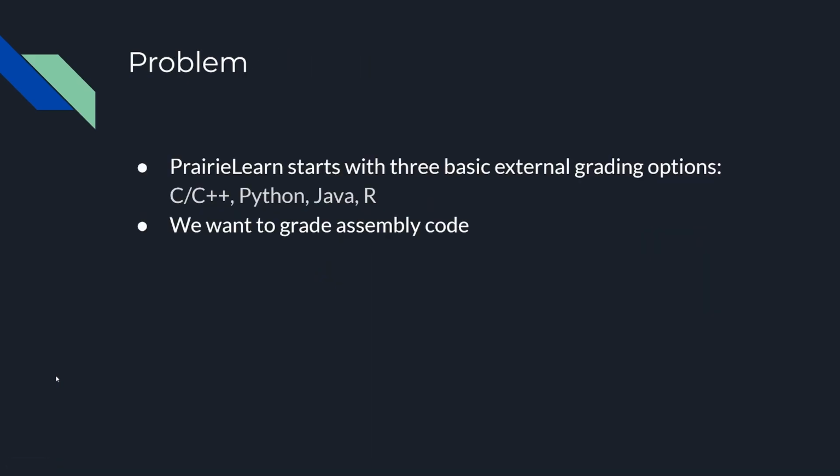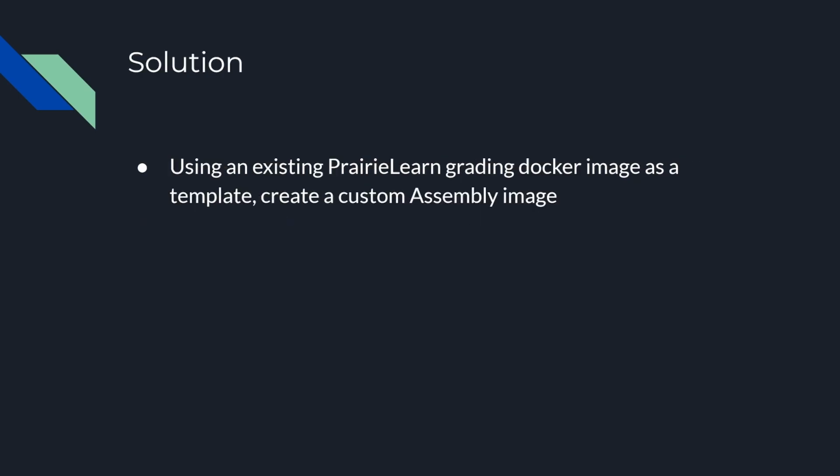So the problem here is PrairieLearn only starts with 3 grading options: C, C++, Python, Java, and R. So I guess that's 4. But we want to grade assembly code and be able to emulate assembly code. So the solution for this is to use an existing Docker image. Say we take the C one for auto grading that PrairieLearn has already. We can use that as a template. We can copy it over and install the necessary packages to allow it to emulate and run assembly code.